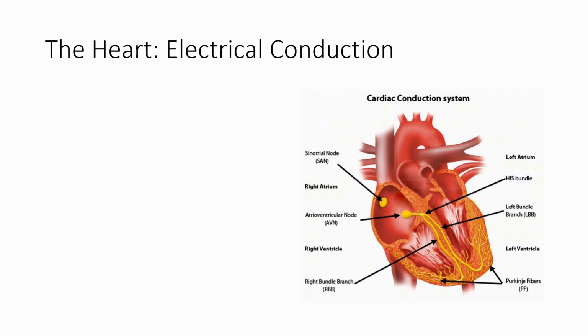So we all know that the heart beats involuntarily, and the electrical conduction system of the heart is what allows it to do that. So now the electrical conduction system of the heart is made up of all these different nodes and fibers, and these are not nervous tissue, they're just specialized cells of the heart that are extremely electrically conductive.